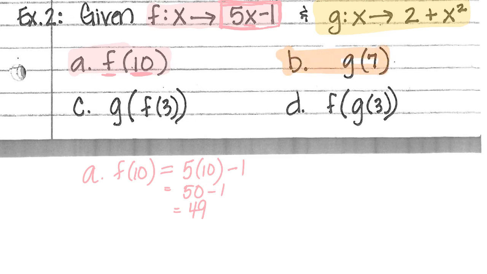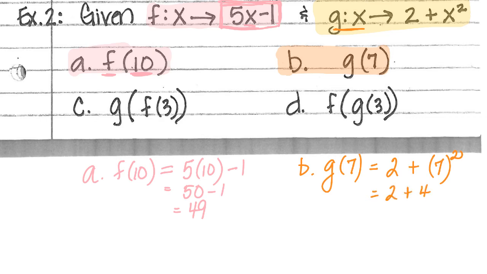B is giving us a g function. So do you think I'm going to use the f function or do you think I'm going to use the g function? Good. When they give you a g, use the g. And they're telling us to find g of 7. So instead of putting in x, remember anytime I replace a variable with a number, I'm going to put it in parentheses. I'm going to put in 7. Well, you guys know what 7 squared is, 49. And 2 plus 49 is 51.